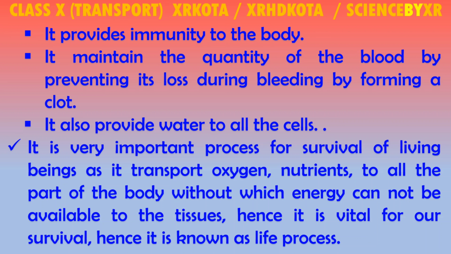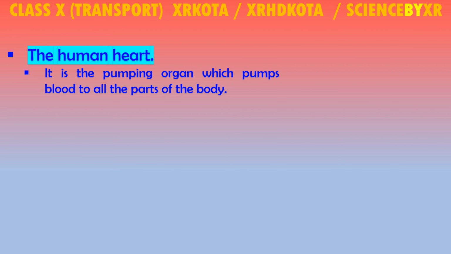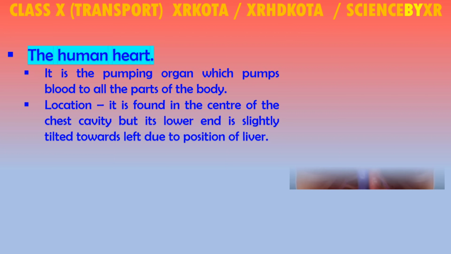It is a very important process for the survival of living beings, as it is transporting oxygen and nutrients to all the parts of the body, without which the energy cannot be available to the tissues, and hence they will not be able to survive. Okay, so that is one of the important functions. Next, let us study the first of the components, that is the human heart. So it is a pumping organ which pumps the blood to all the parts of the body.